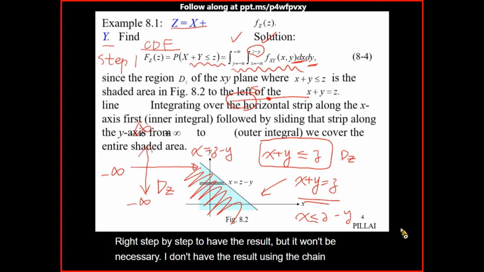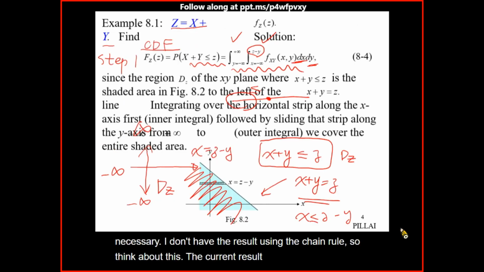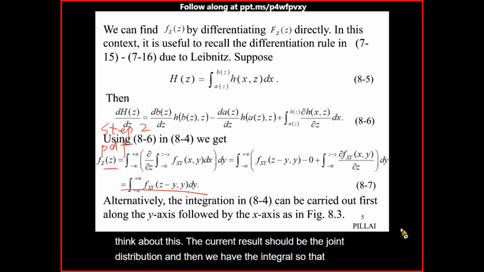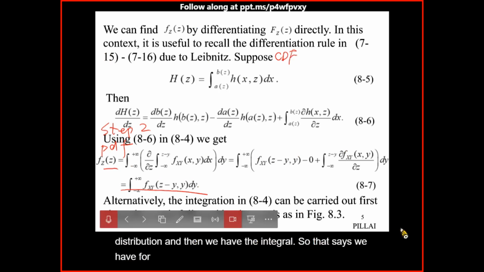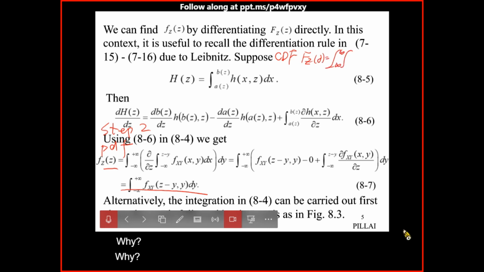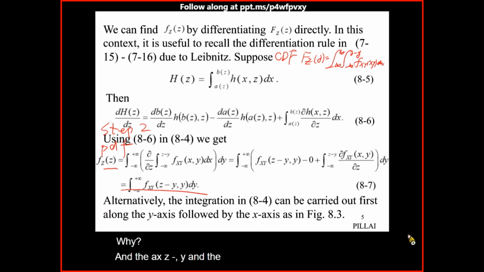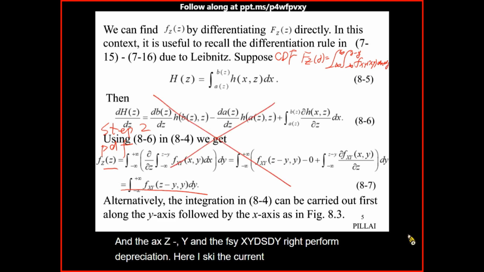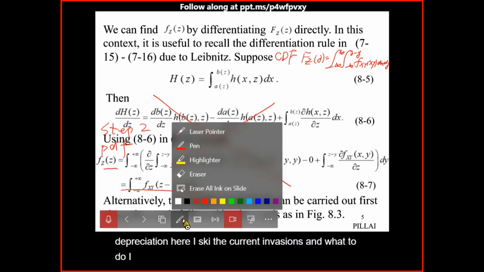So think about this. The current result should be the joint distribution, and then we have the integral. So that says we have for this CDF, in fact, it should be this: Z minus Y and f_XY(x, y) dx dy, right? Perform differentiation. Here, I skip the current derivations. And what to do? I have a different color.